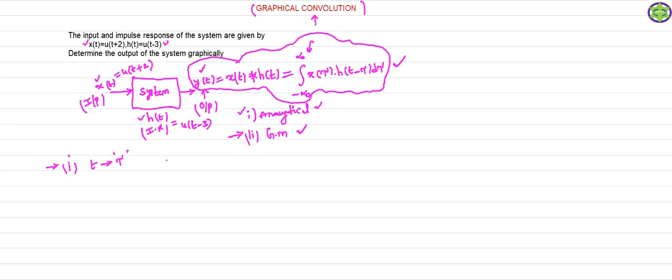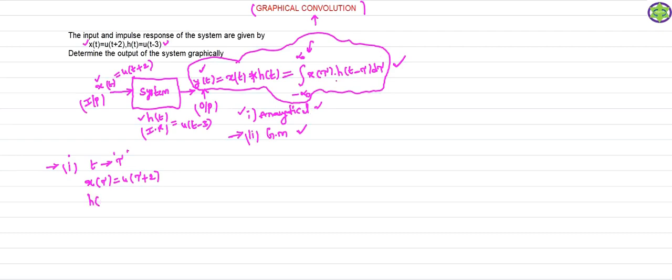So that you will get what? So you will get x of tau. What is your x of tau now? X of tau is equal to u of tau plus 2. So that is your x of tau. Now what is your h of tau?